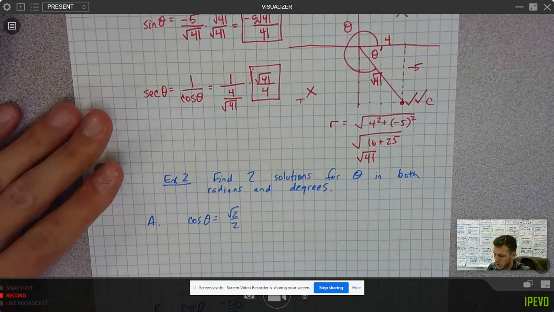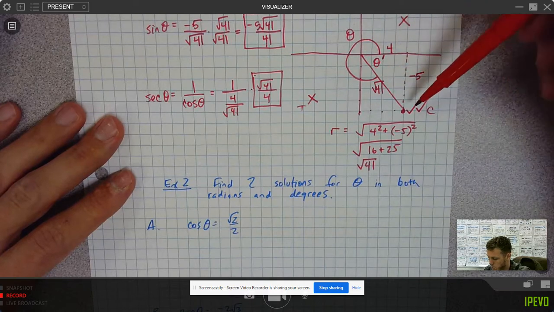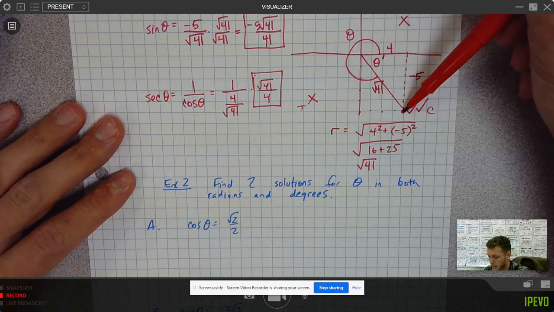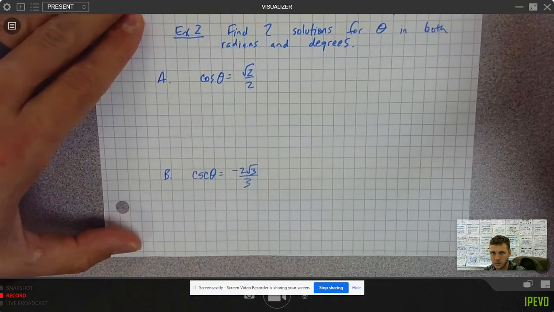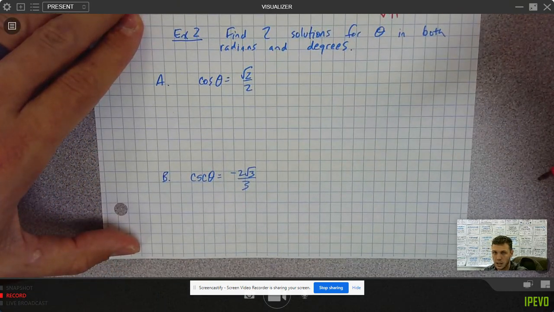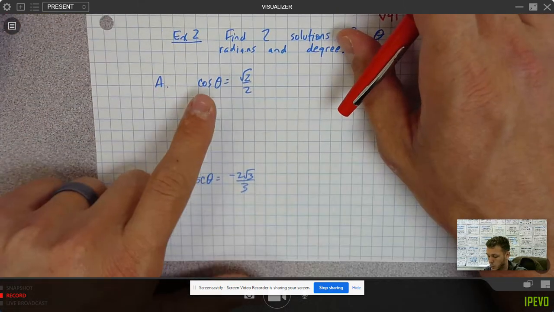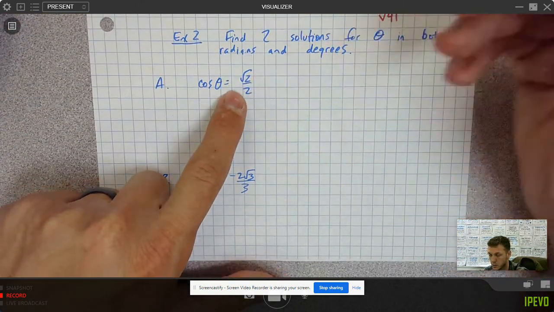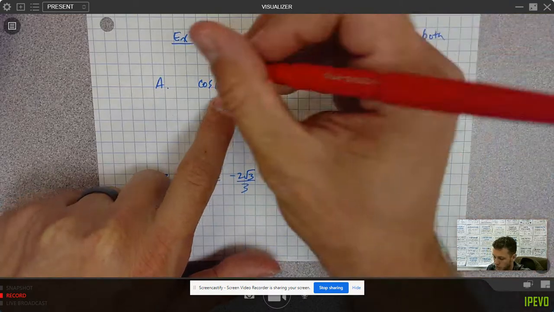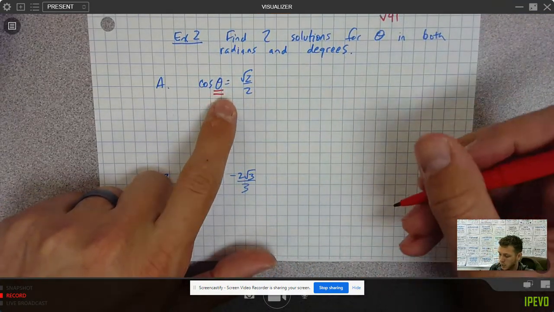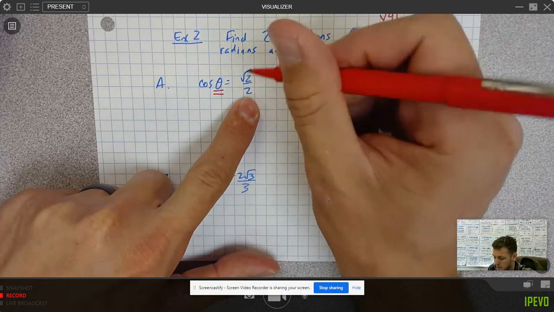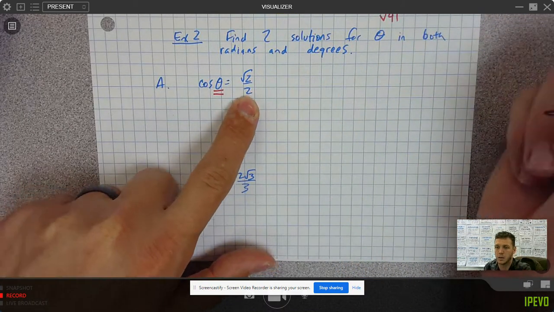So let's go down to example number 2. This says to find 2 solutions for theta in both radians and degrees. So basically what we're doing here is we have cosine of theta is equal to square root of 2 over 2. We are trying to find a value for theta to make this true. And so one thing we want to recognize is that this is one of our common points on a circle, and we recognize this as a multiple of our 45 degrees or our pi's over 4.